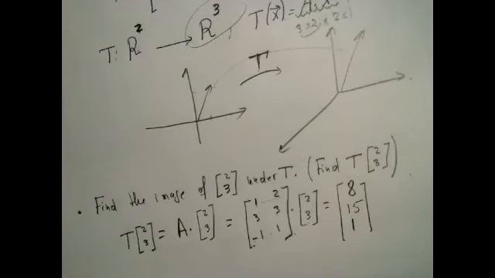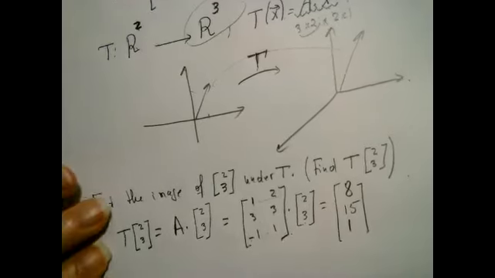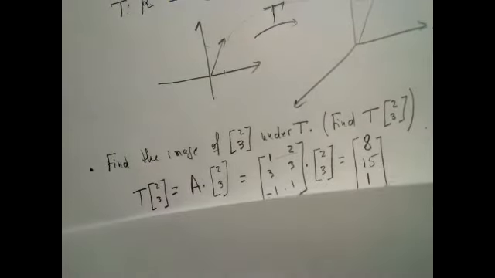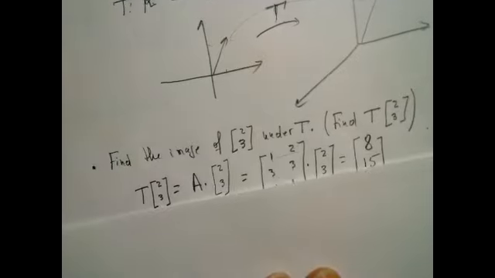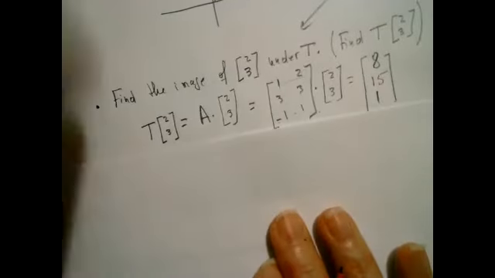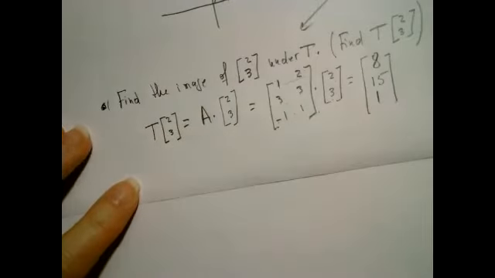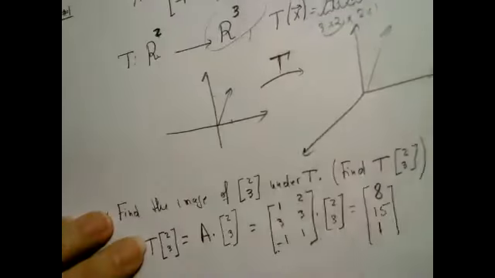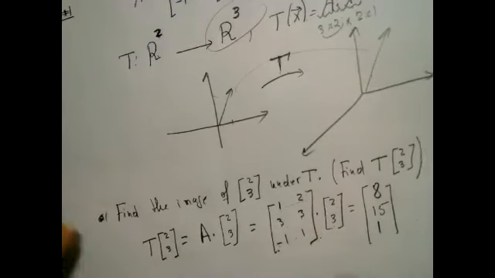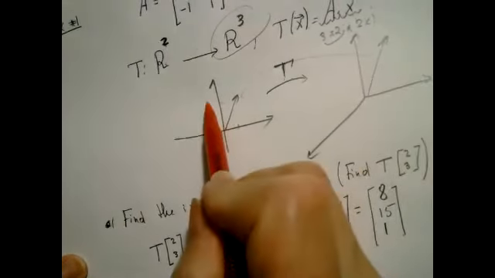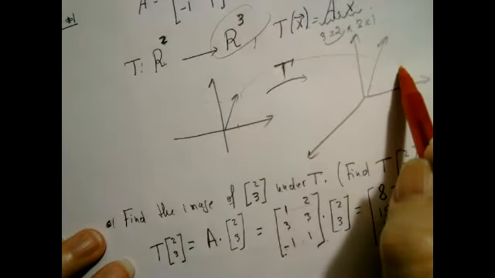Okay. Now let us understand the word range a little bit. What does the range mean? I'm going to work the same problem, but now I'm going to introduce the word range to understand that word. So this is A. Range means output vector. So now I'm going to take an output vector. It means I'm going to take a vector in here, and I'm going to ask you, can you find something in R2 that's mapped into it?